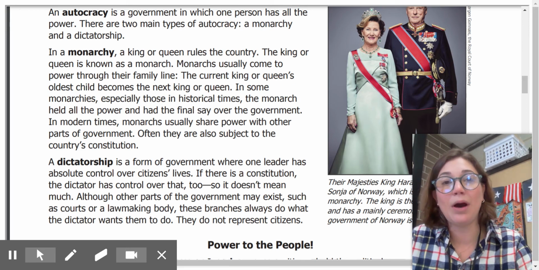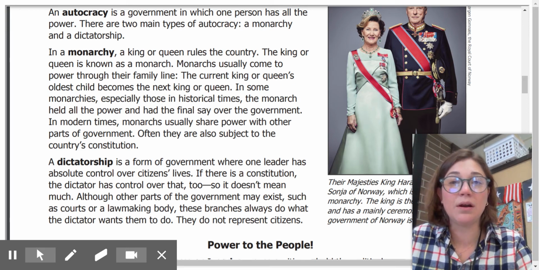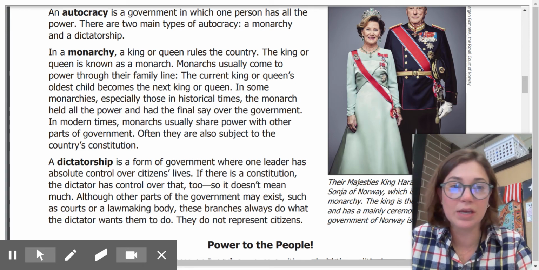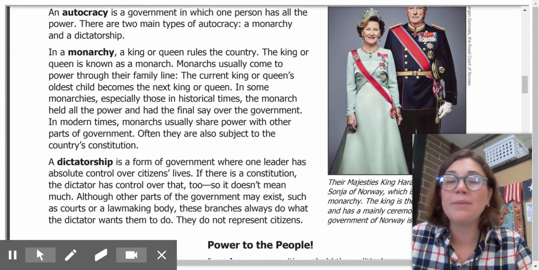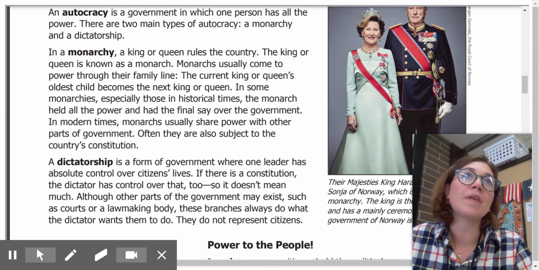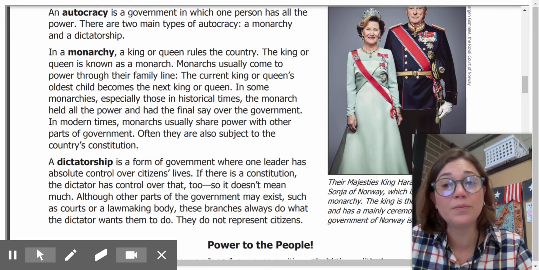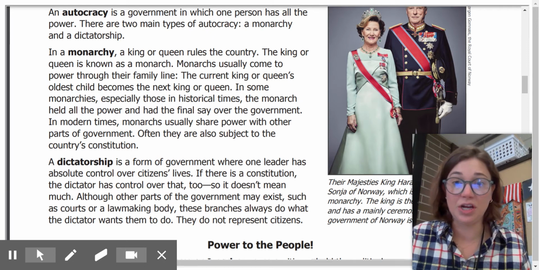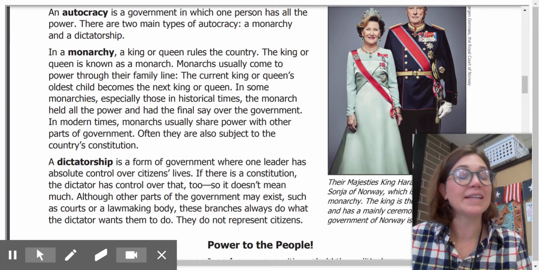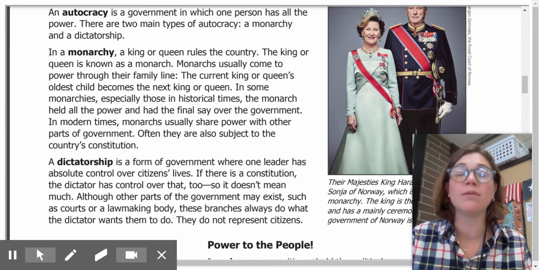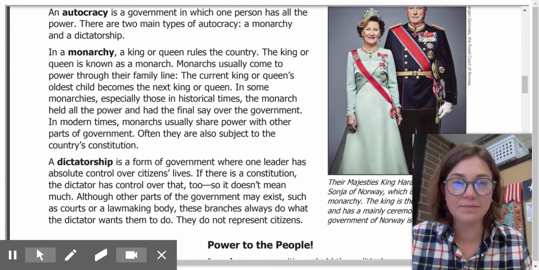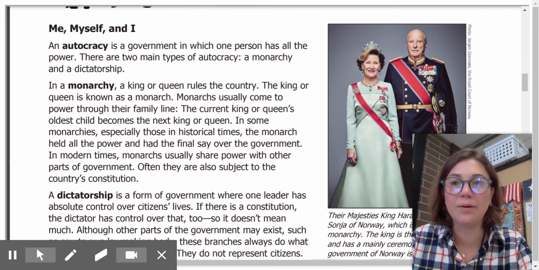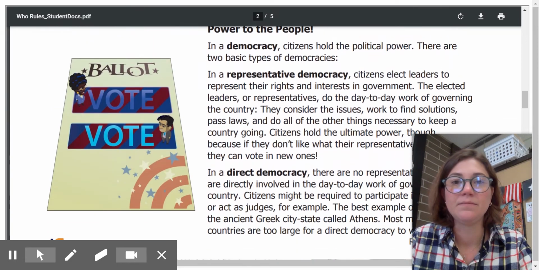Okay, so a monarchy is definitely a better situation, right? The monarchy usually has to play by the rules, and they usually share power with other groups in the government, other functions of government. But in a dictatorship, that one person has complete control over citizens' lives. Those two are our autocracies.